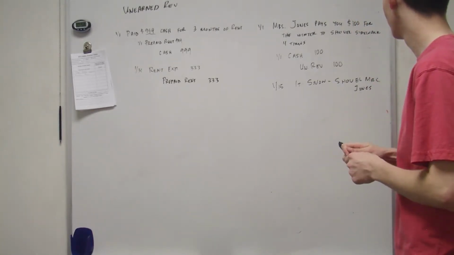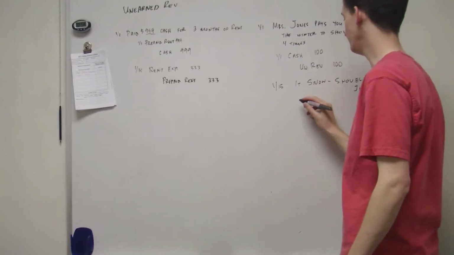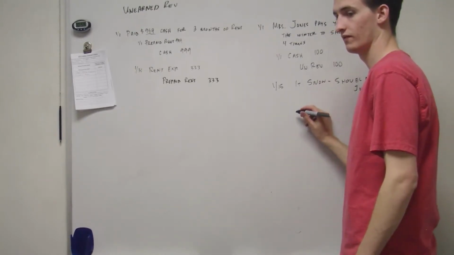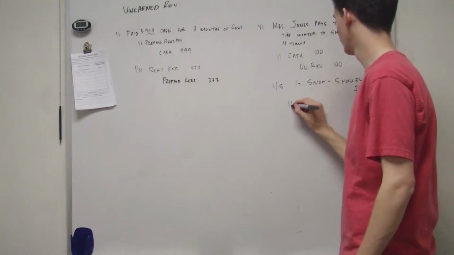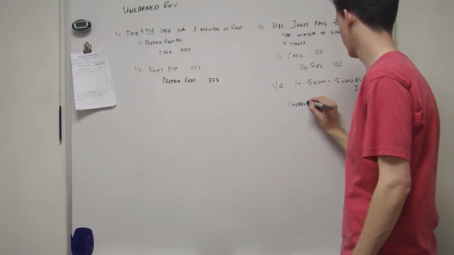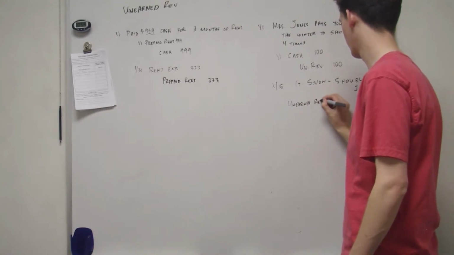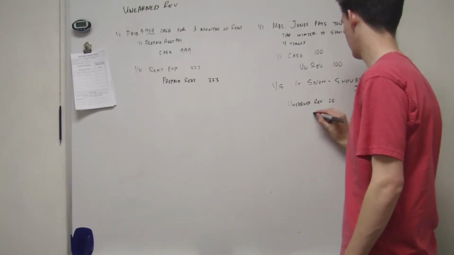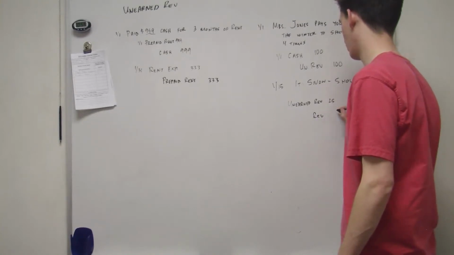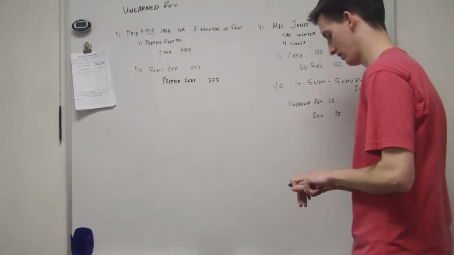What are you gonna do now? Shovel her walk, so you would debit unearned revenue $25 and you credit revenue $25. Yeah. See, these aren't really hard. You just have to think through.